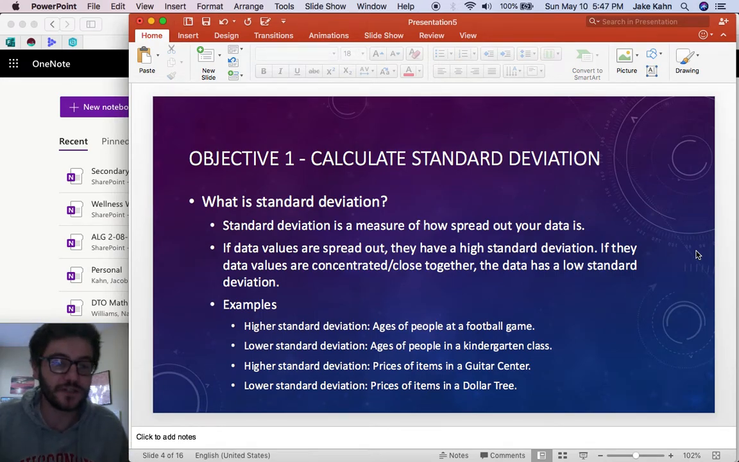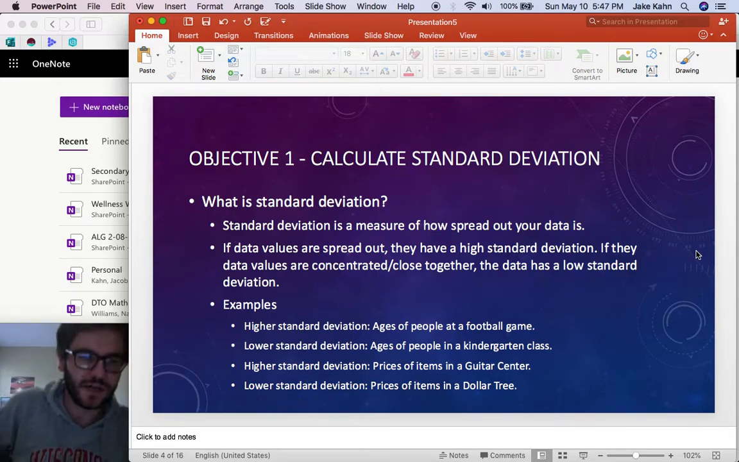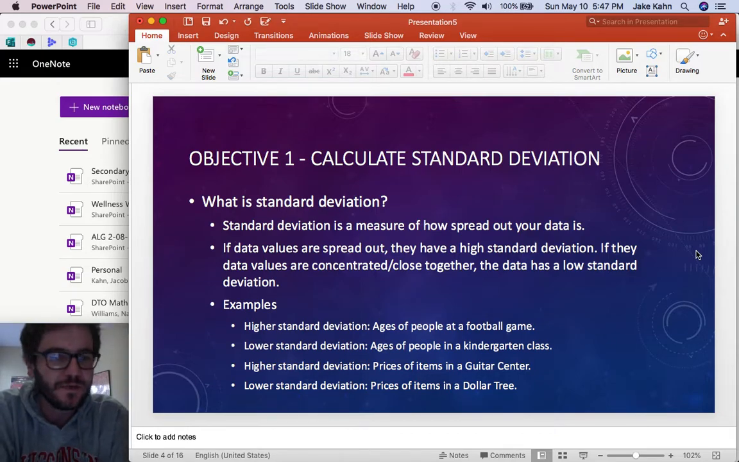Compare that to the Dollar Tree, depending on what type of dollar store it is. Some of those Dollar Trees, right, they have literally all the same price.